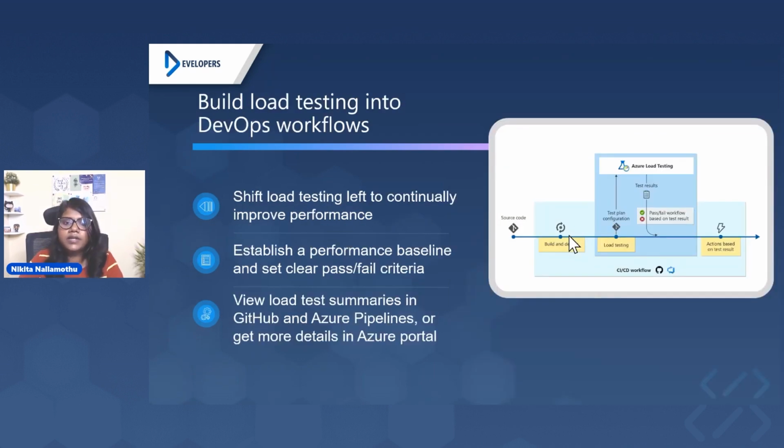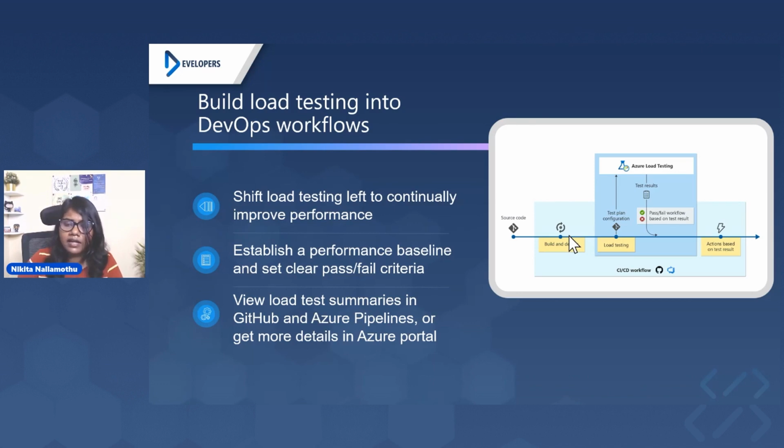Coming to the CI/CD integration, we have integrations with GitHub and Azure Pipelines. You will be able to just add a small task in your existing workflows and set some pass or fail criteria. Based on the pass or fail criteria, the pipeline or the workflow is passed or failed, and this makes sure that you can take some action based on the results of the load test.